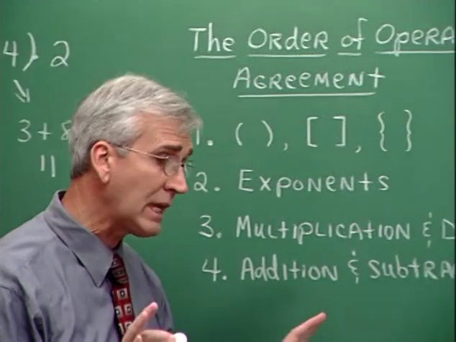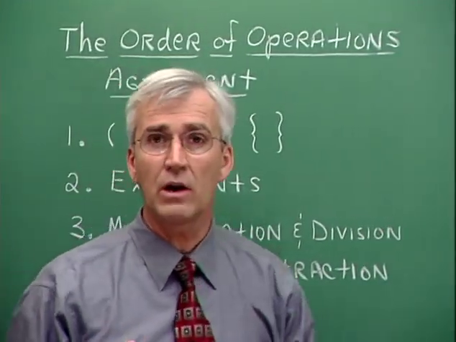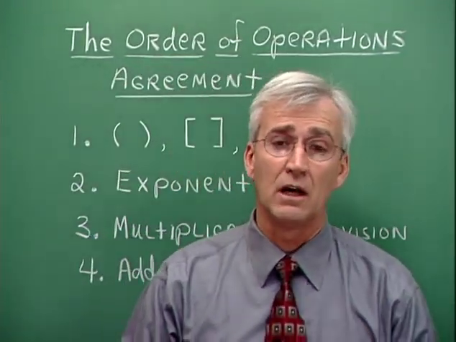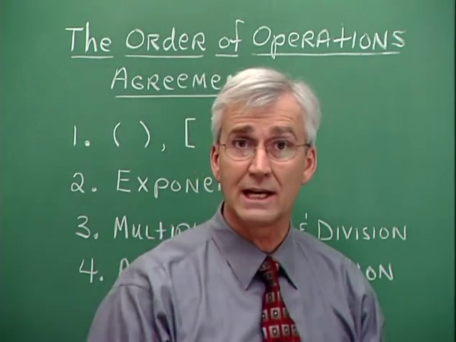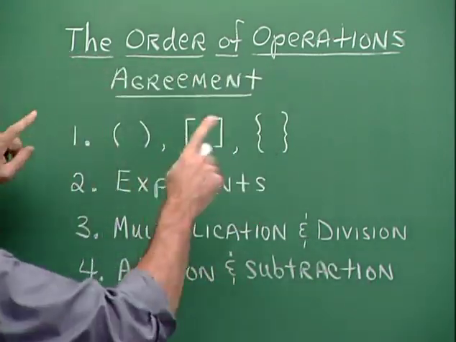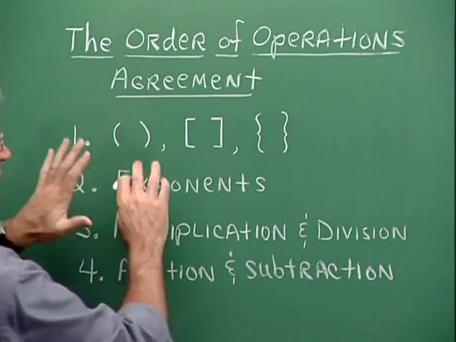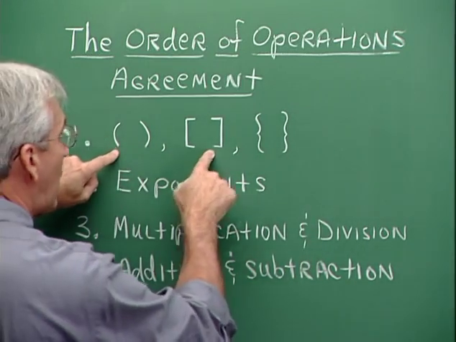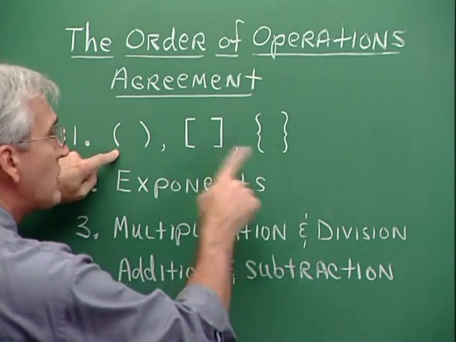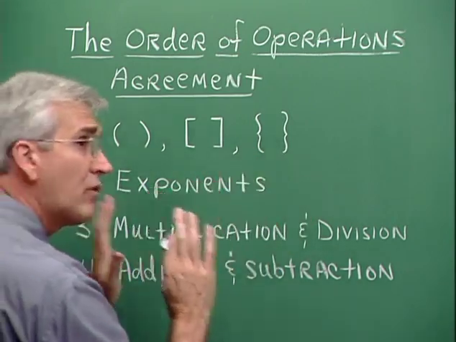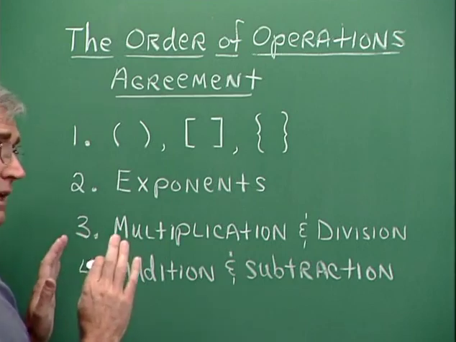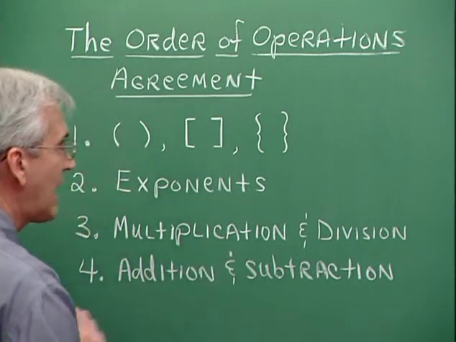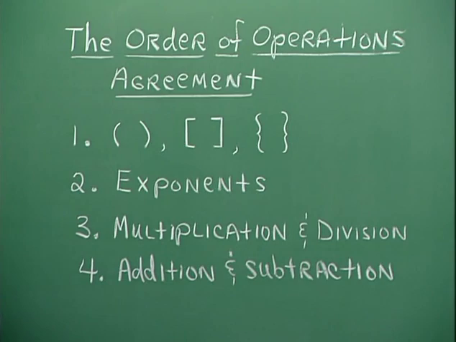We simply agree on sort of a priority in performing arithmetic operations in expressions like this. And the agreement is this. We start with parentheses or other symbols of inclusion. There are 3 types: parentheses, brackets, and braces. They all mean the same thing, and they mean do this first, and they could also mean multiplication. We'll get to that in a minute. I'll show you those situations.